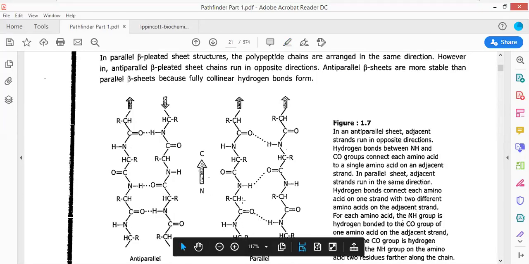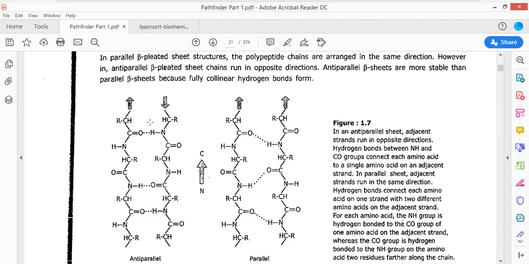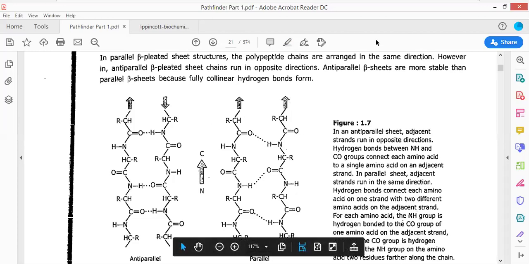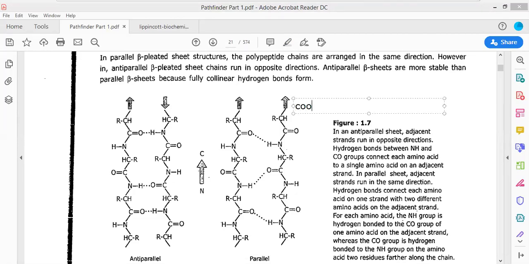One is referred to as the parallel beta pleated sheet structure, and another one is the anti-parallel beta pleated sheet structure. In the case of parallel beta pleated sheet structure, what is going to happen? The carboxylic group and the amino group are going to be present on the same side. For example, look here, there would be a carboxyl group present here, COOH.